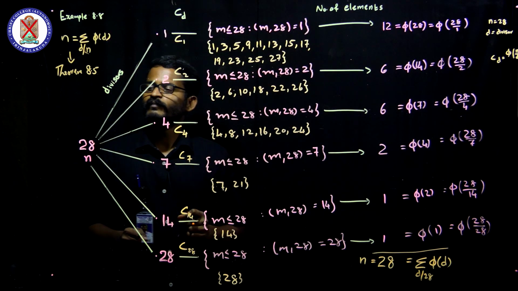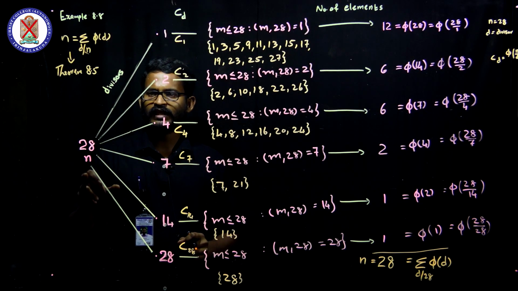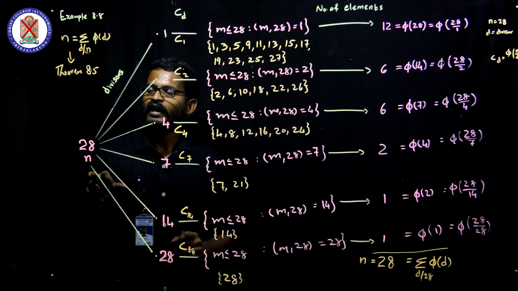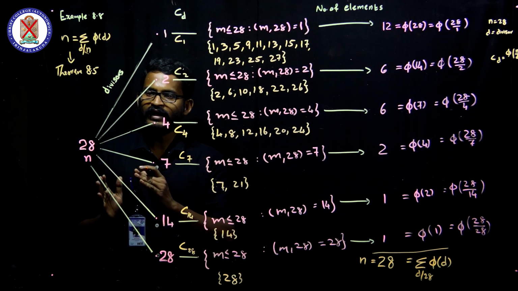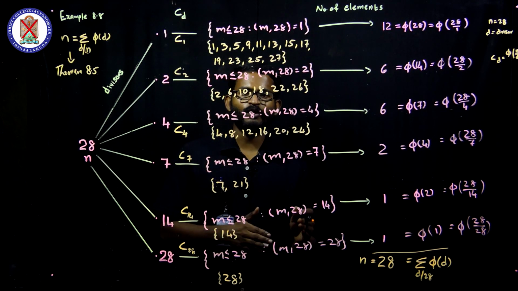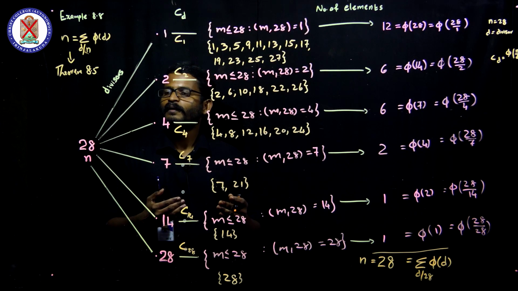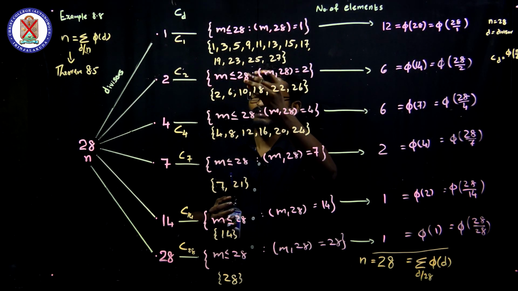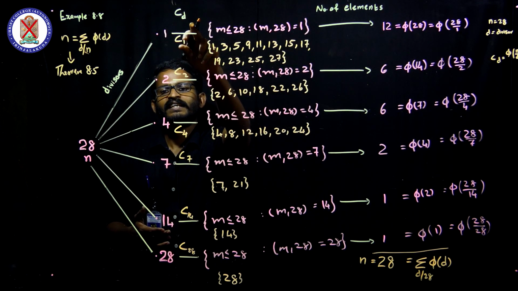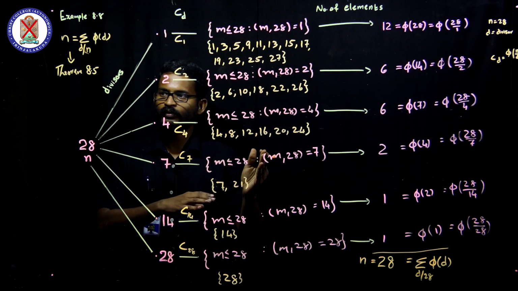Let us start. First, we consider the positive integer n. And I list all the numbers from 1 to n: 1, 2, 3, up to n. Then I am going to put all these numbers in some classes, say Cd, as follows. Then what is Cd?